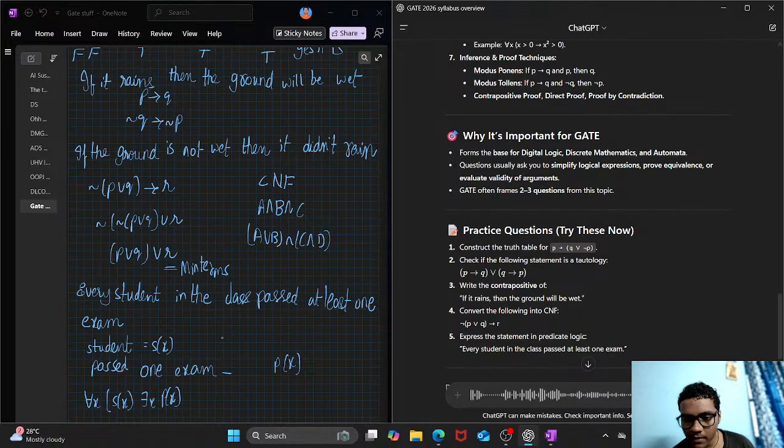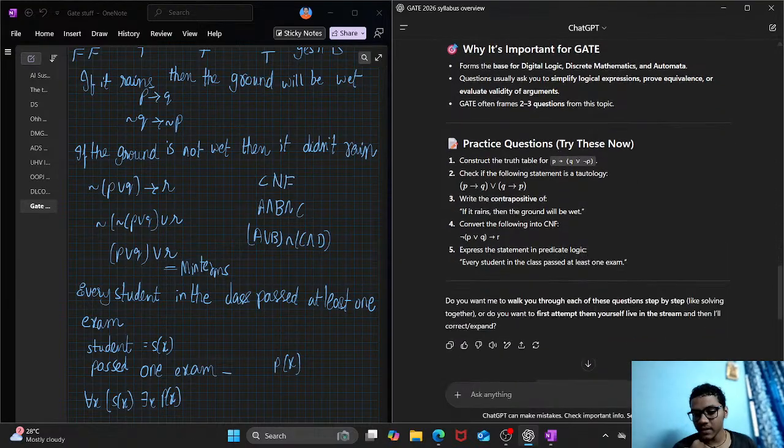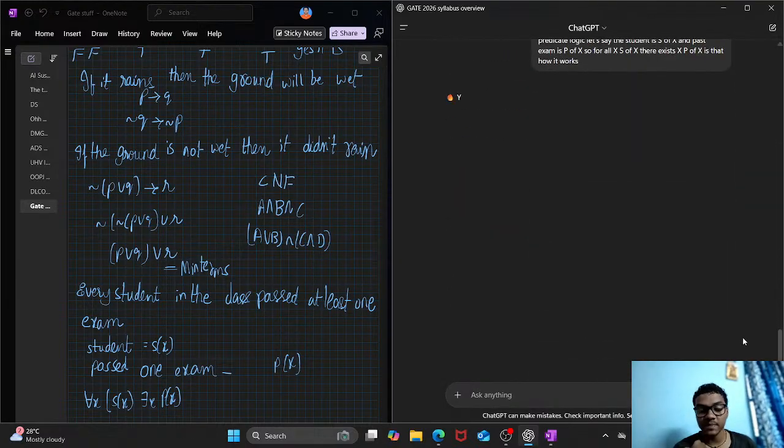And to express the statement in predicate logic, let's say the student is S of X and passed exam is P of X. So for all X, S of X, there exists X, P of X. Is that how it works? I don't know if it is able to comprehend that, but let's see.